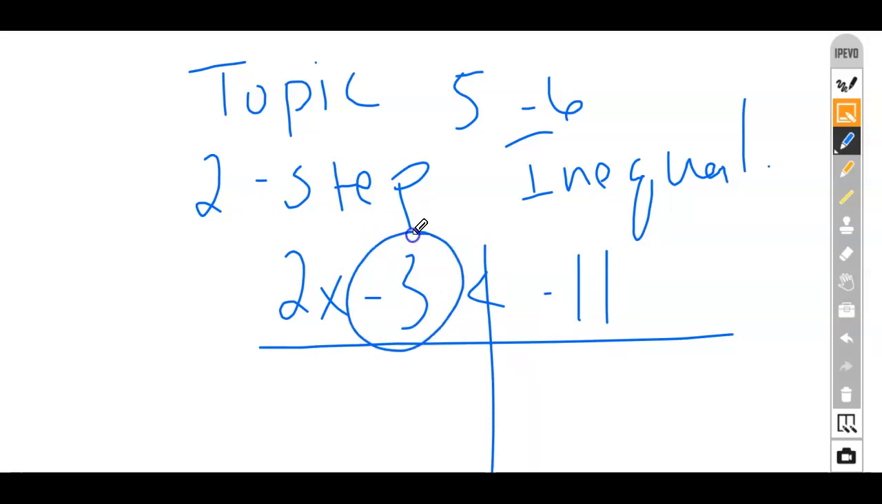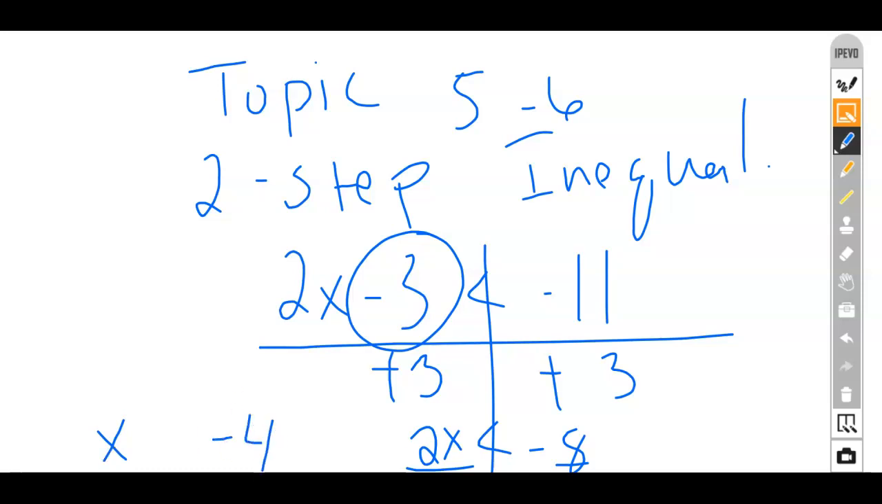We get rid of our addition and subtraction first. What's negative 11 plus 3? Negative 8. Then we get rid of the 2 by dividing both sides by 2. So what's negative 8 divided by positive 2? Negative 4.